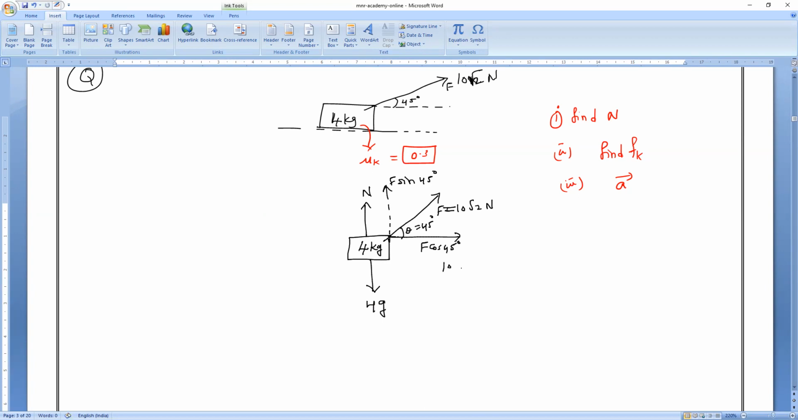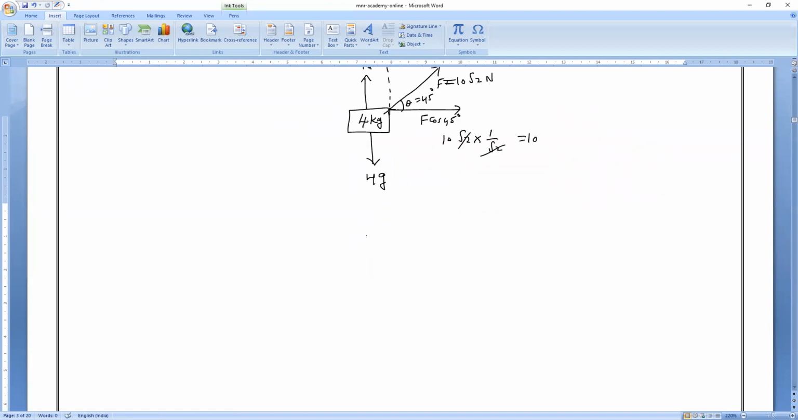F means 10 root 2, and cos 45 means 1 by root 2. Root 2 gets cancelled, giving 10. In the same way, F value 10 root 2 into sine 45, what is the answer, everybody? 1 by root 2, which is cancelled, giving 10. So that is what it is. Now you want to find normal. If the body is acting, you can see that normal and one more force is acting in the upward direction. What is that?